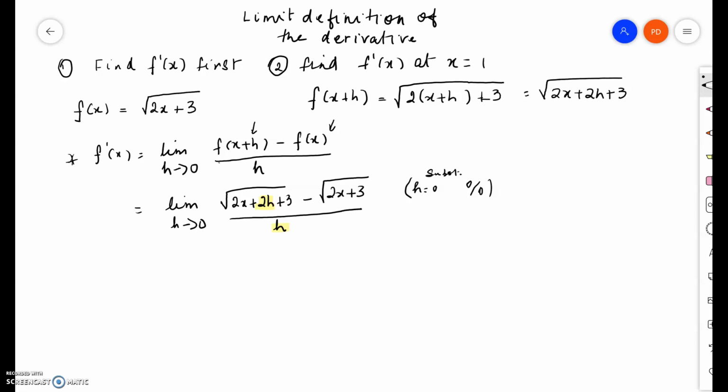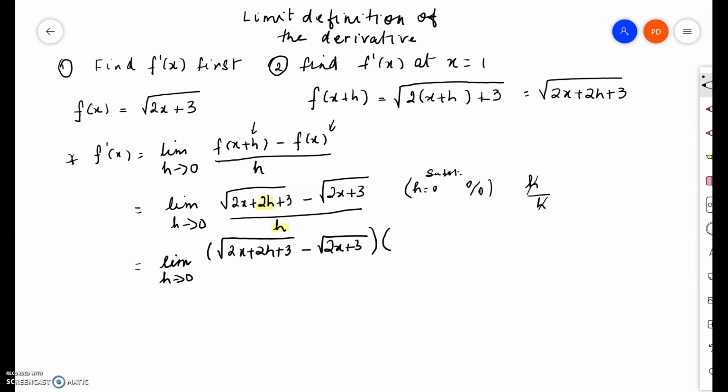So now we need to do something with this expression. Eventually what we want to do is be able to cancel a factor of h in the numerator with the h in the denominator. So we get rid of the 0 in the denominator, and then we try substituting h equals 0 once again. Now with radical expressions, if we have a 0 over 0 form, there's one thing that we could do, and that is multiply the numerator and denominator with the rationalizing factor of radical 2x plus 2h plus 3 minus radical 2x plus 3.